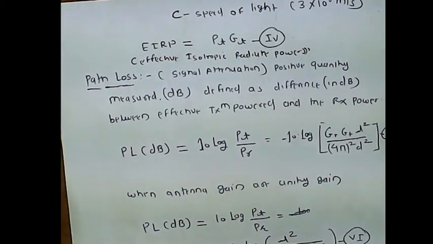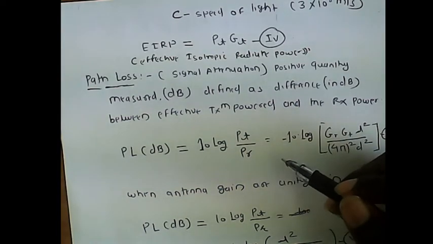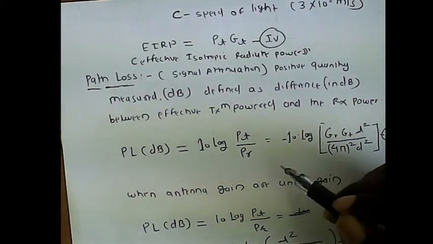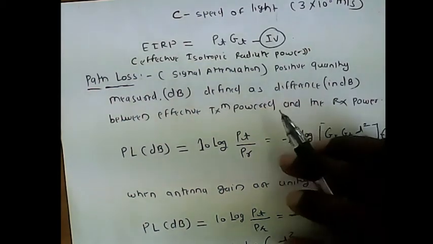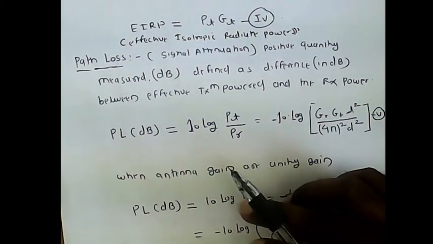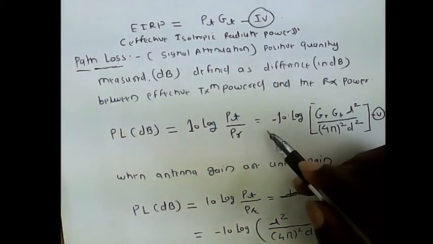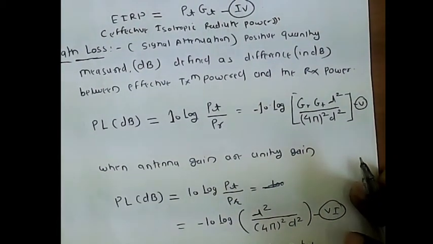Then we go to the path loss. Path loss is nothing but signal attenuation, which is a positive quantity measured in dB, or we can define it as the difference between the transmitted power and the received power. So path loss in dB is 10 log of transmitted power divided by received power. We can also write it in terms of the gain, wavelength and distance.